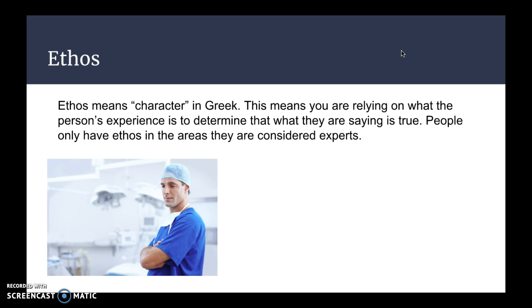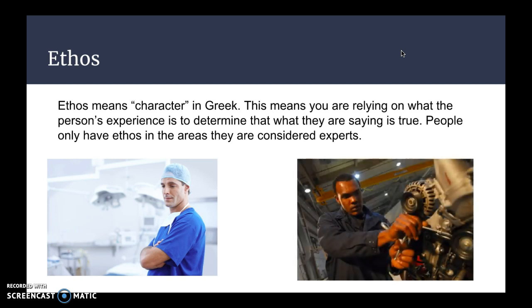Equally so, those doctors go to school for many years to figure out how to be an expert in that area. Those with education don't automatically have ethos, but it is definitely a means for that individual to carry credibility. The second way is through experience. An example of this would be a mechanic who has worked for 15 years in the field. He or she has seen several different types of vehicles, has worked with their hands, has been in the field to evaluate and examine your car.